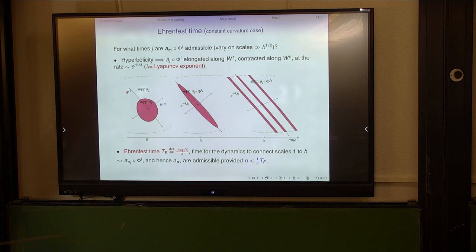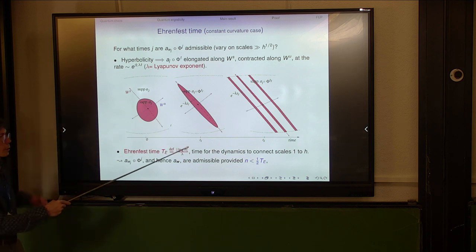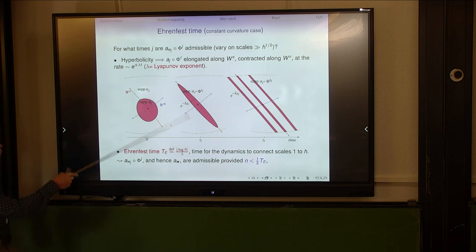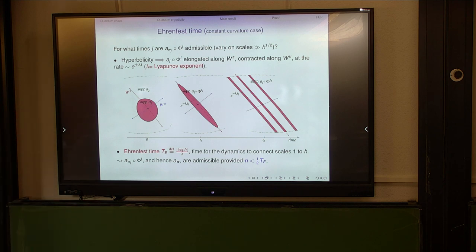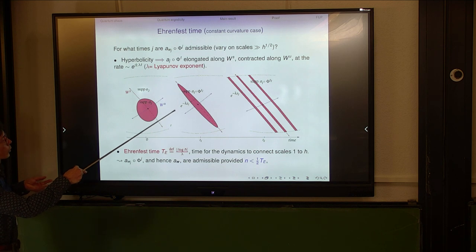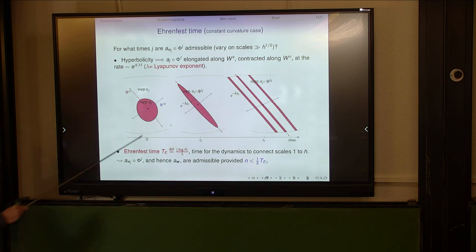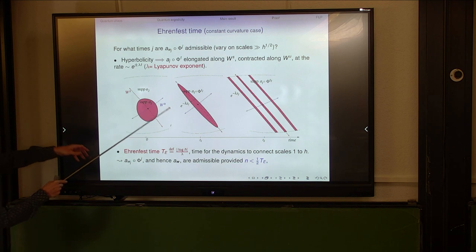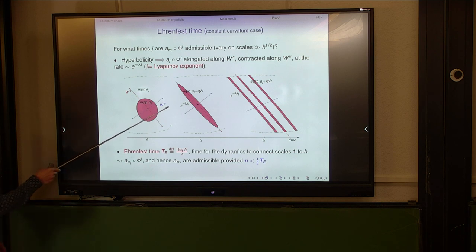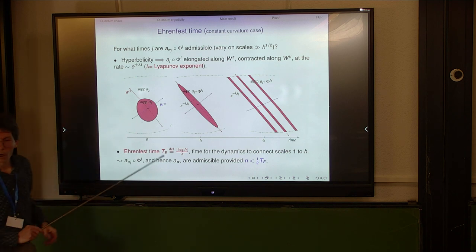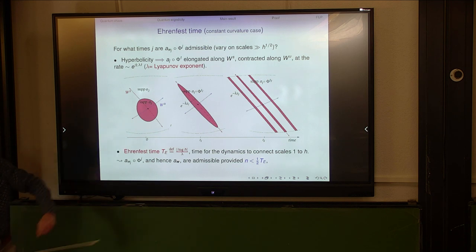If you go to some later time, this function, evolved by the flow, has been elongated along the stable manifold. It's a bit counterintuitive, but it is elongated along the stable, not the unstable manifold, and it is squeezed along the unstable direction. It is exponentially squeezed with time, where lambda is the local Lyapunov exponent, which is positive. In the stable direction it has been elongated with an exponential rate given by e to the lambda t. If you go to larger and larger times, this sort of cigar gets more and more elongated along the stable manifold.